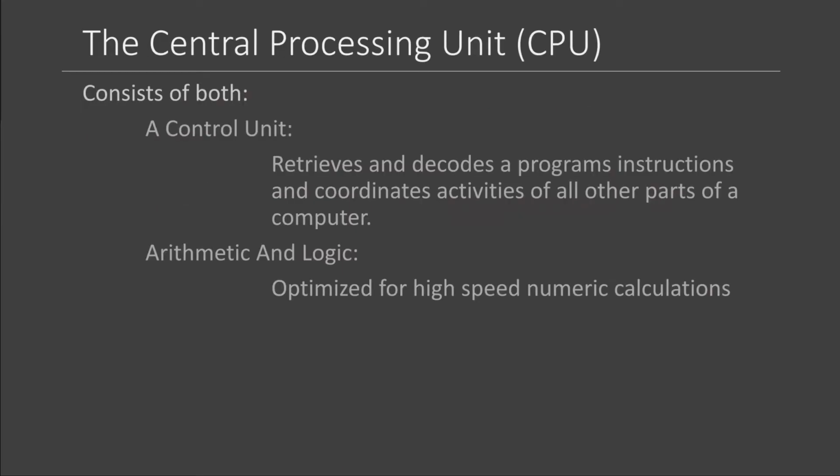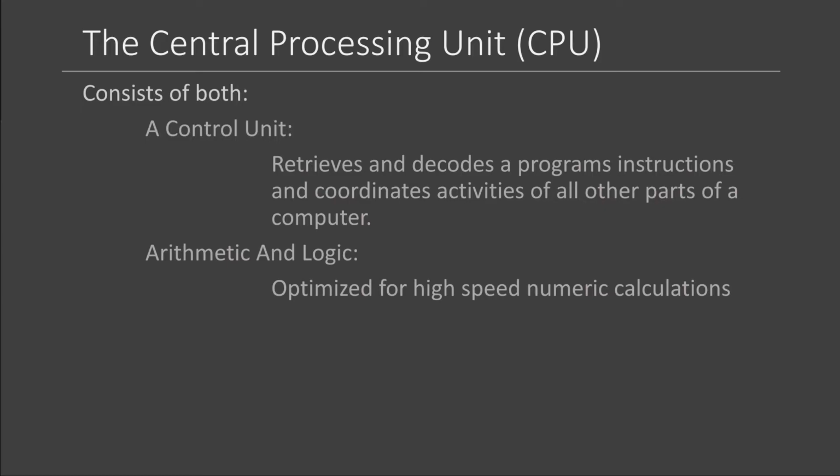Now we're going to look more in depth at what a CPU actually is. A CPU, which is basically the brains of a computer, consists of two main components. A control unit, which controls what is going on in the computer. It retrieves and decodes a program and coordinates activities of all other parts of a computer. And then also an arithmetic and logic unit, which is optimized for high-speed numeric calculations.